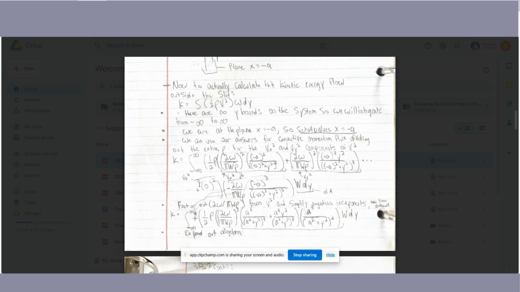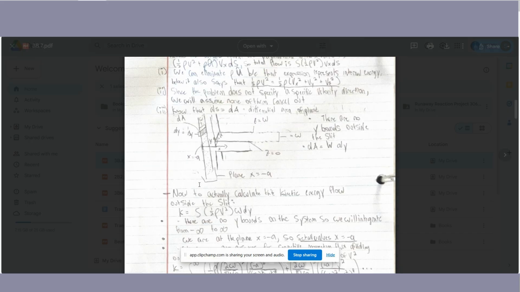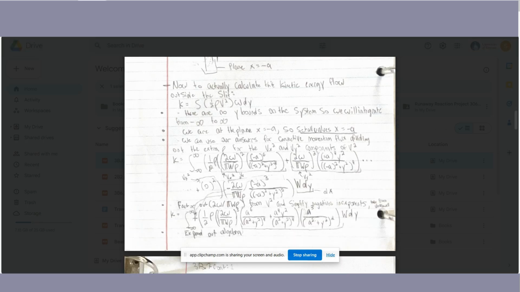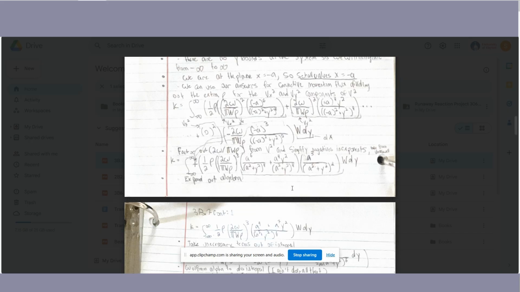So there are no y bounds on the system because it just extends infinitely in either direction. So we just integrate from negative infinity to infinity. I'm just plugging in Vx. This is Vx squared, Vy squared, and the 1/2 rho from the 1/2 rho here. And then there's the dA or ds.